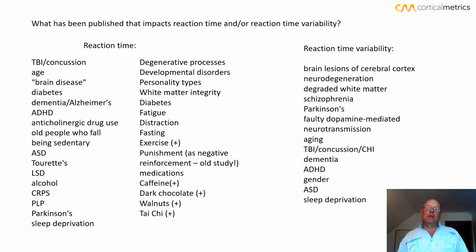Reaction time variability has been shown in not quite as many papers, probably because people can't collect it. You have to use laboratory grade equipment to actually get decent measures, and sort of like the brain gauge, it's laboratory grade equipment. And lesions of the cortex, neurodegeneration, and as I mentioned, white matter integrity, those are all things that lead to poor reaction time variability, as well as ADHD or lack of attention.